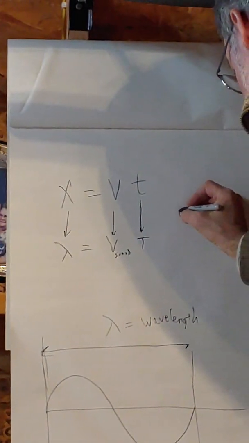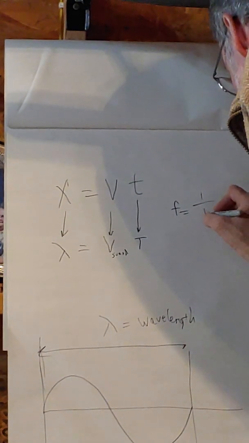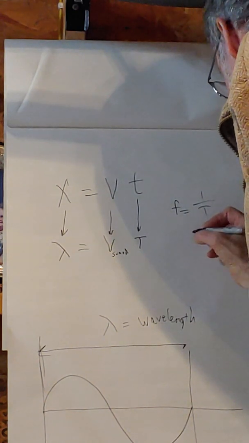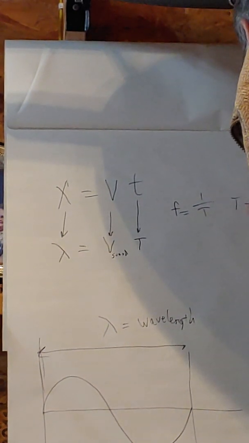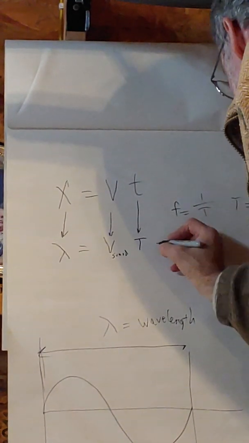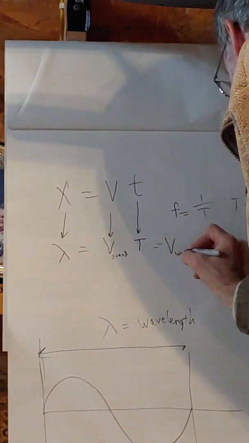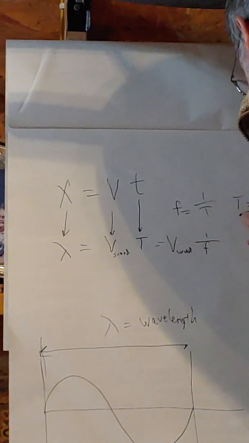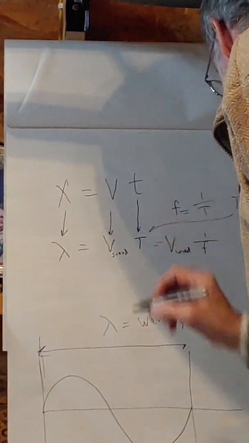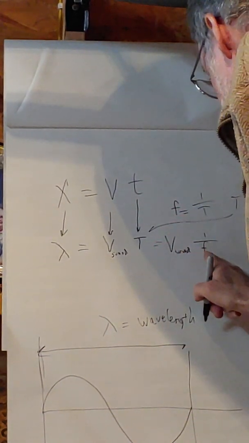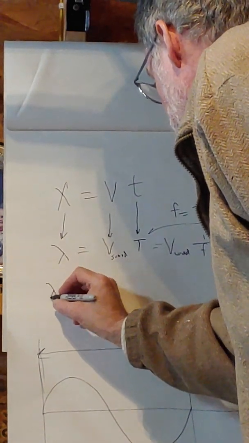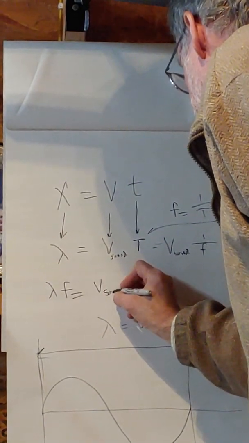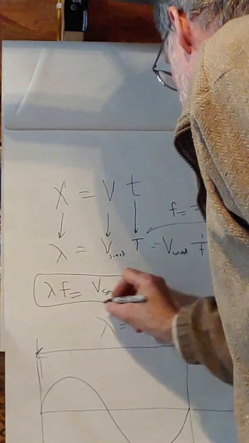Now, the frequency is 1 over the period, right? So that means that the period is 1 over the frequency. So if I put this V sound times 1 over frequency, I'm substituting right here. And I'm going to multiply the wavelength times the frequency is equal to the speed of sound. So this is our fundamental equation here.